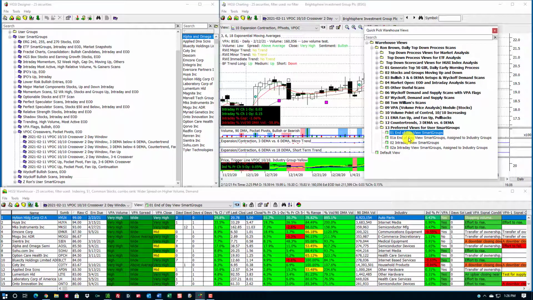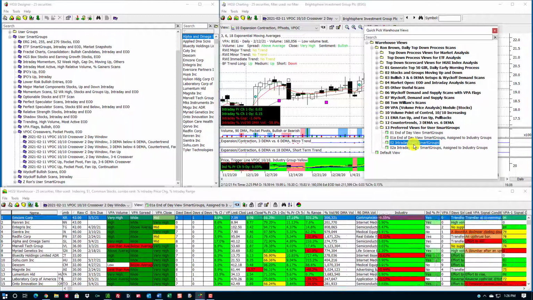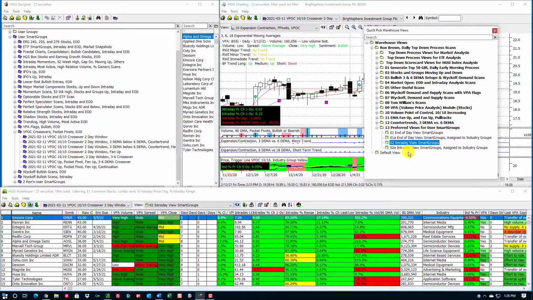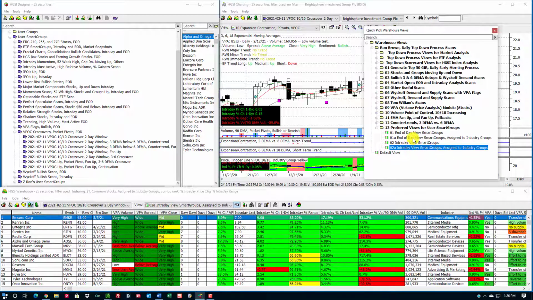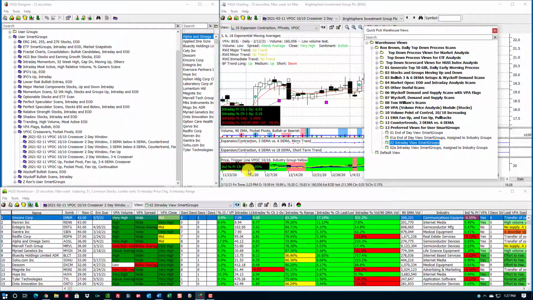I have end of day view smart groups, end of day with stocks assigned to industry groups, because some stocks will appear in here that are not yet assigned to industry groups. They're IPOs generally. Then here's the intraday view and the intraday view assigned to industry groups. Now I'm just going to use number 2, and I want to point some things out here.